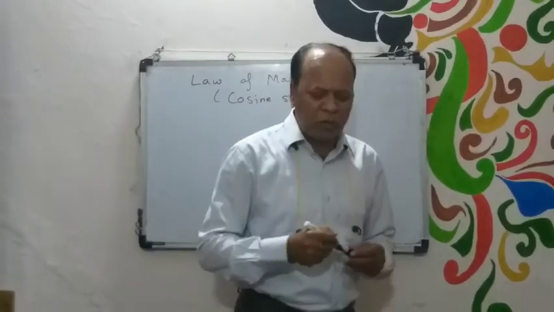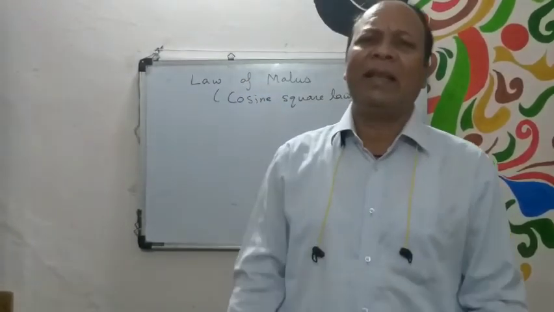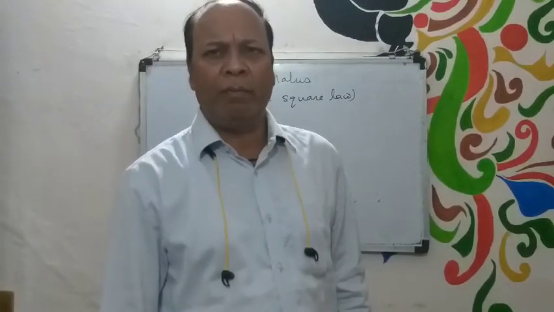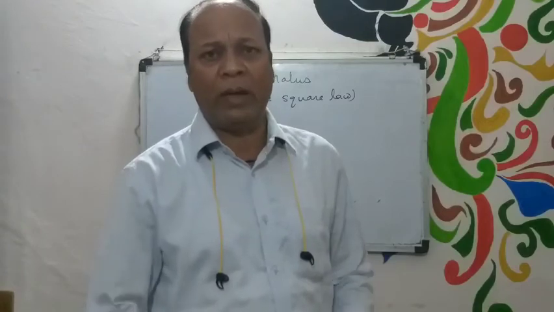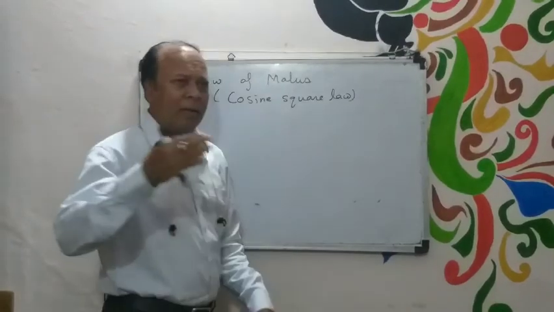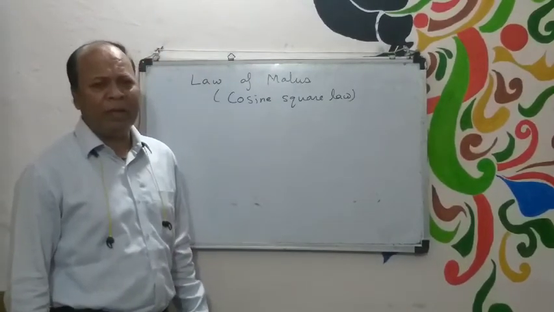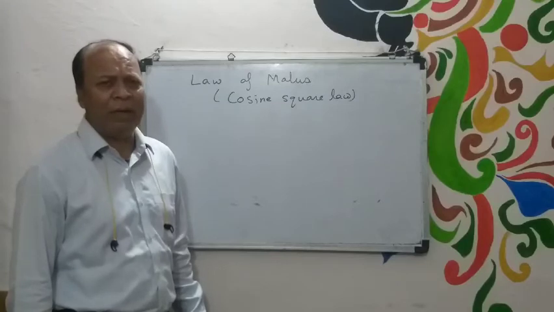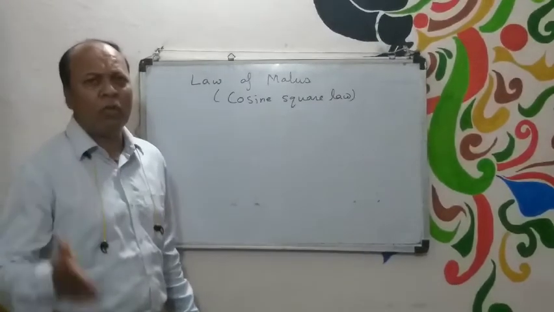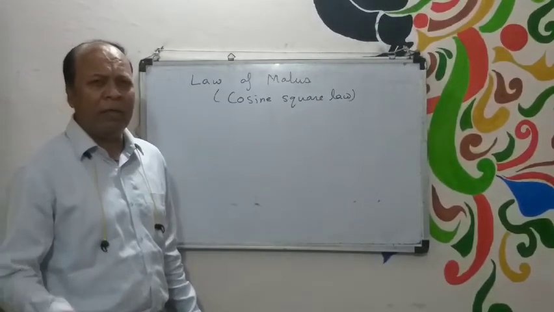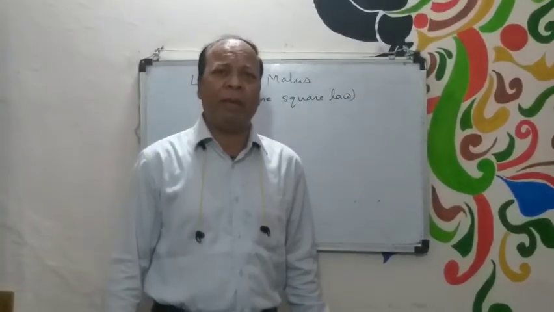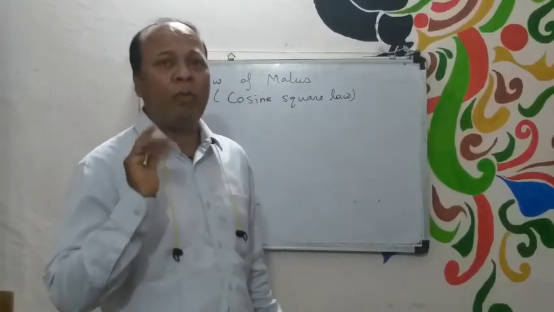This law is important for numerical purposes. In general, in the CBSE exam, one numerical is always asked from the law of Malus, or Malus law, or cosine square law. We have already studied that when light travels, there are mutually perpendicular electric field and magnetic field vectors, and when they pass through any polaroid or some other device, these optical vectors are restricted in one plane only, then we get polarized light.